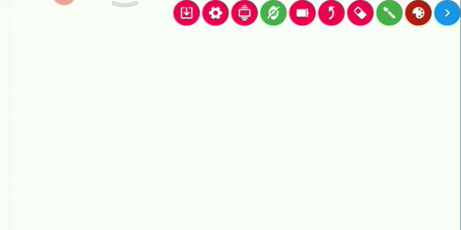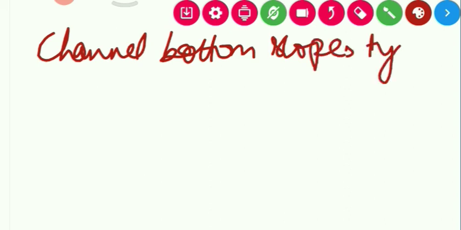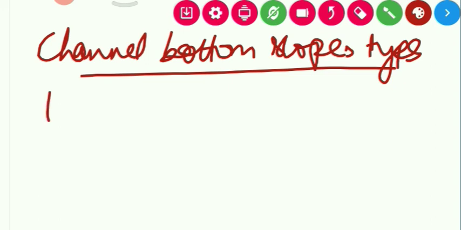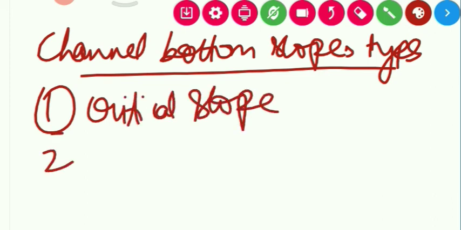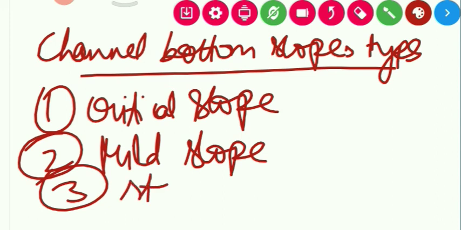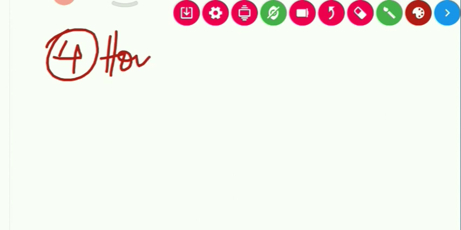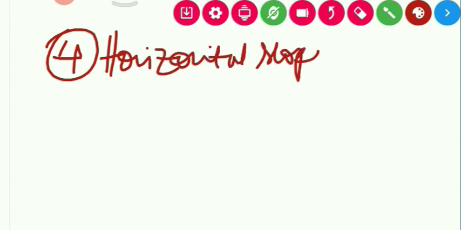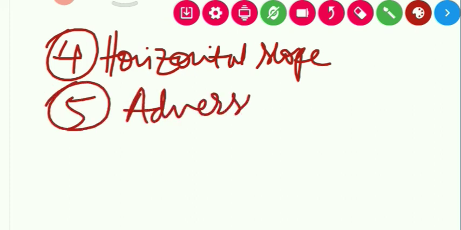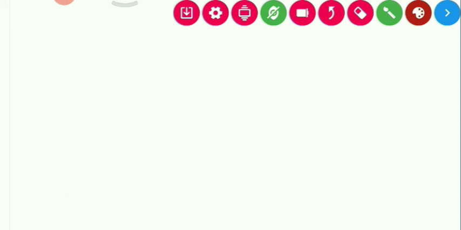Now we will see what the types of slopes in the channel bottom are. The bottom slope types: one is the critical slope, one is mild slope, another is steep slope, horizontal slope, and adverse slope. These are the 5 basic classifications of slope. Let's see it in short. We will study it in detail in the next class.